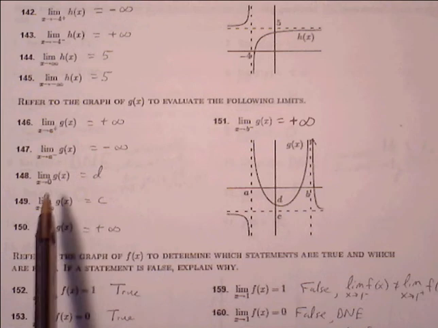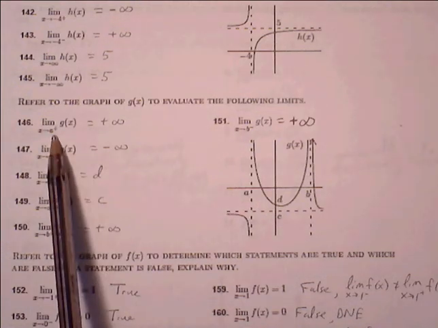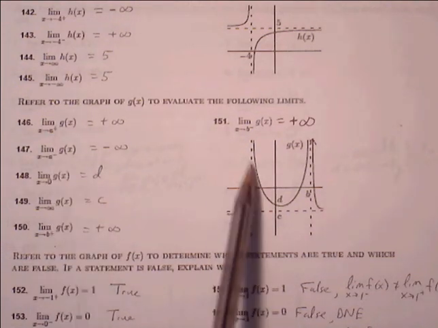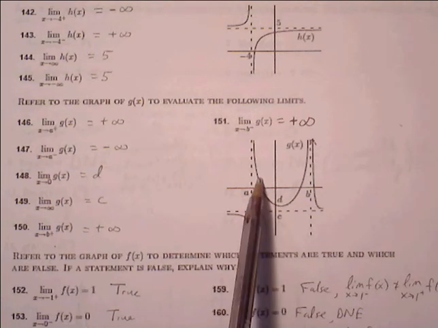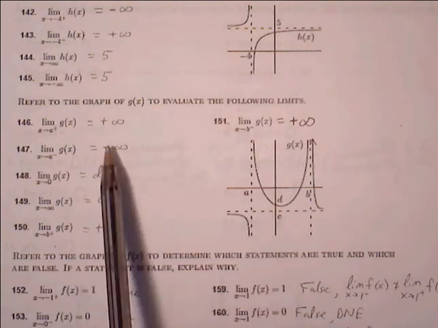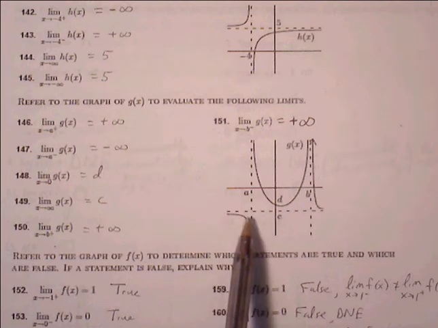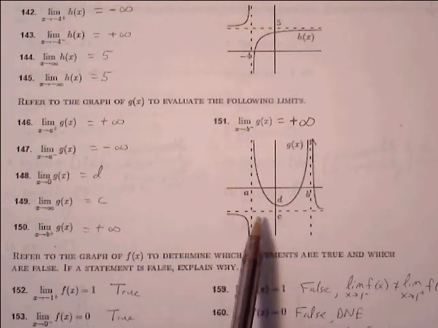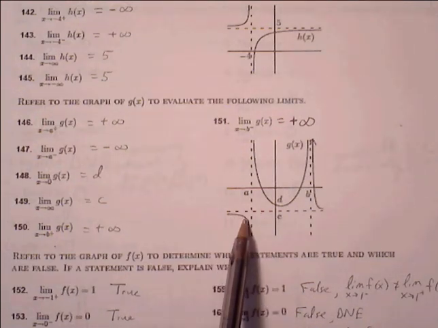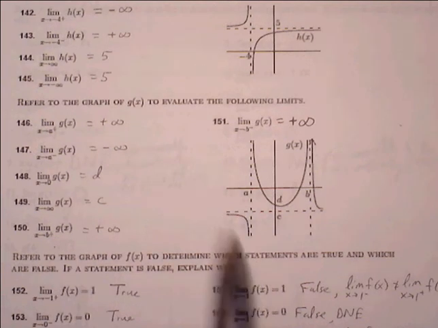Okay, 146 here. As we approach A from the right side of A, so here's A, from the right side of A, we're following the right branch, and it's going up to positive infinity. As we approach A from the left side of A, we're going towards A, and we see the graph is going down to -infinity.